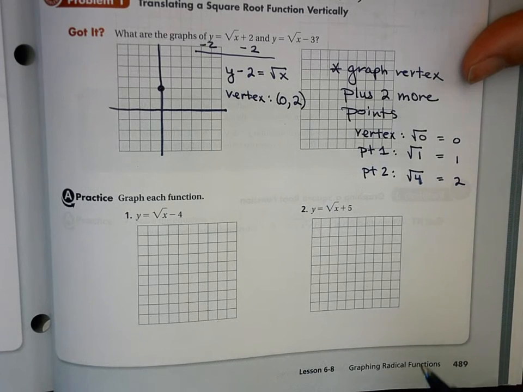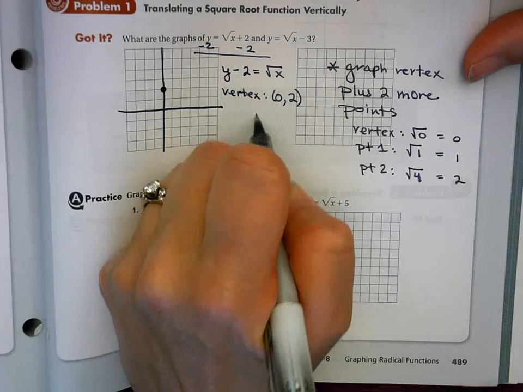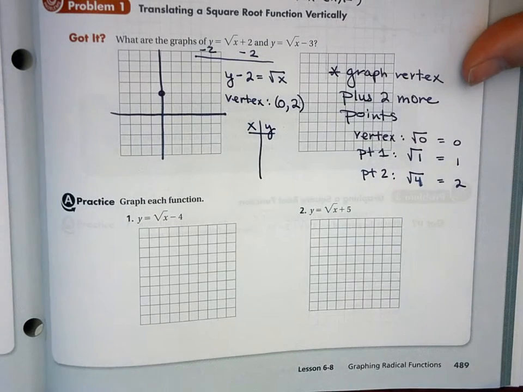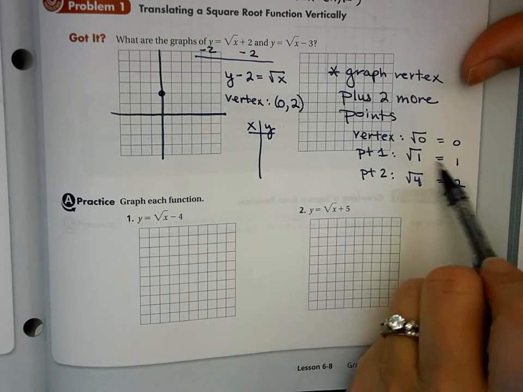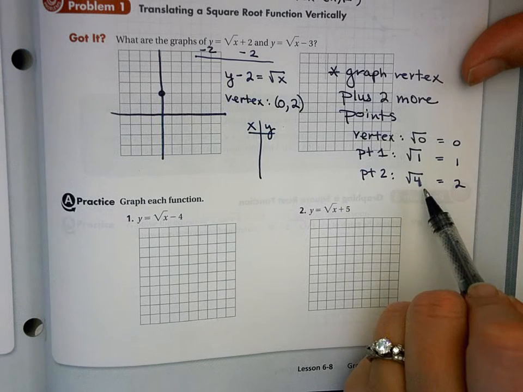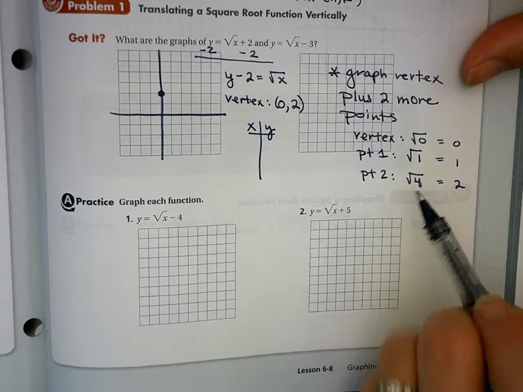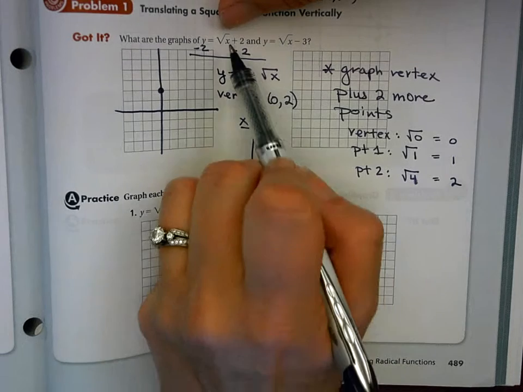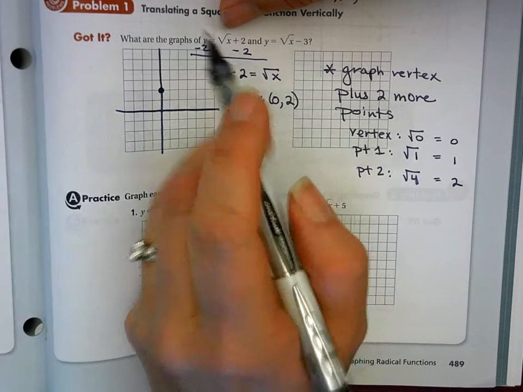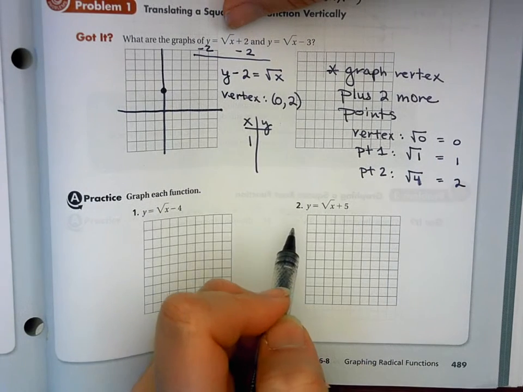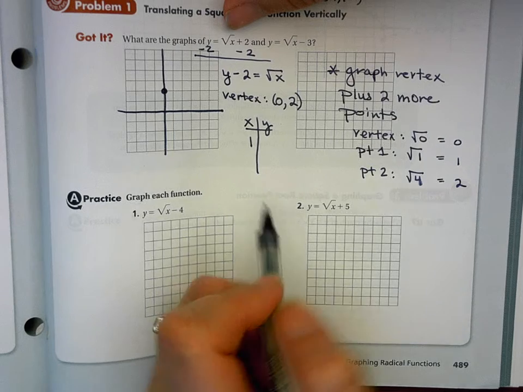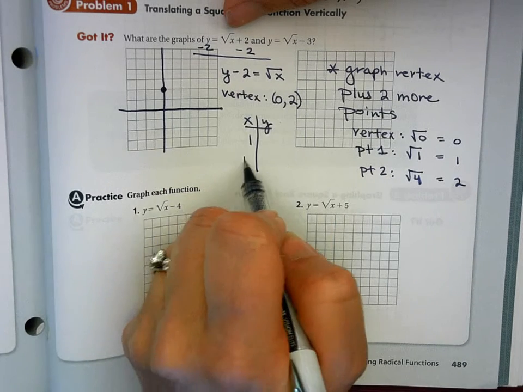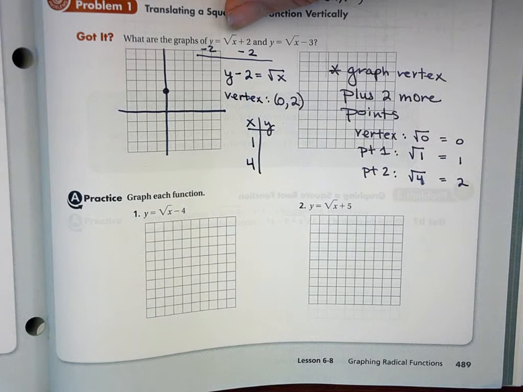So when I do my t-table, I need to figure out what x value I am going to choose so that I get the square root of 1, so I get the square root of 4. So the first one we do is easy. If I look up here at the original problem, what do I want x to be? So I'm square rooting 1. I want it to be 1. What does x have to be so that I square root 4? I want it to be 4.